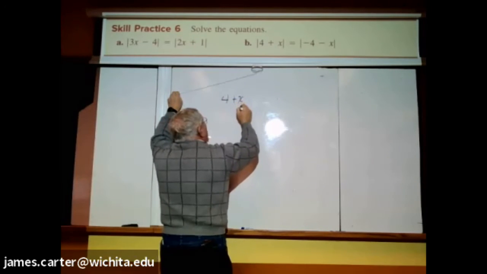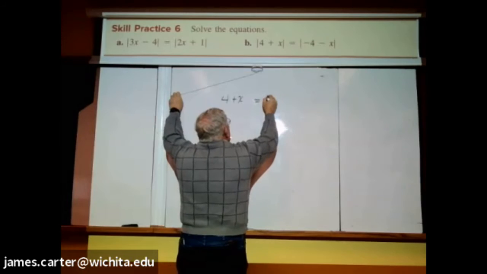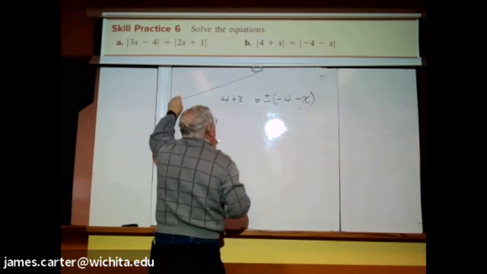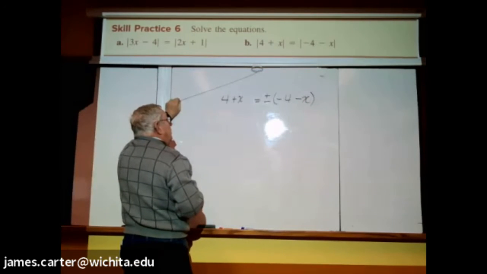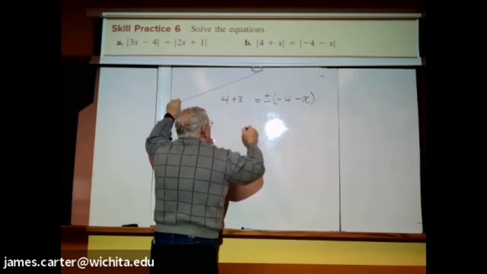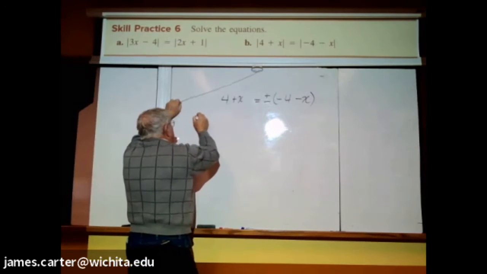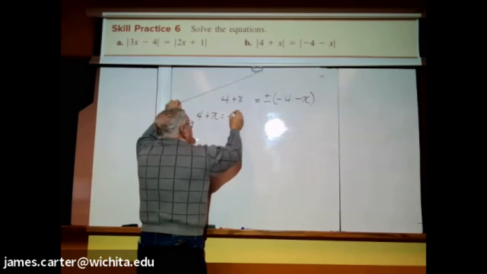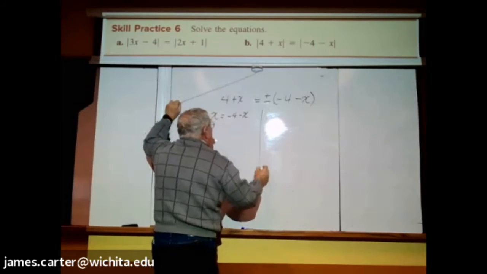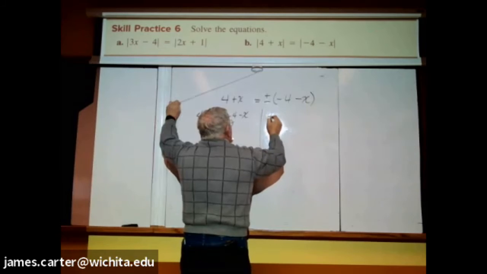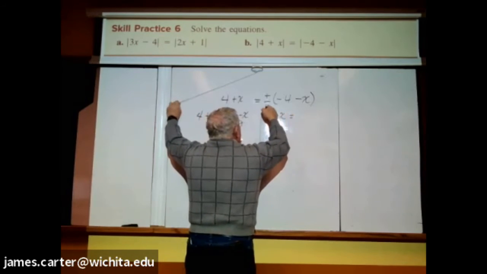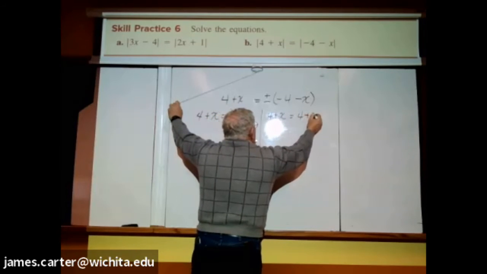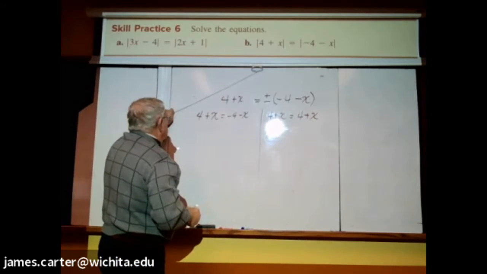Four plus x equals plus or minus negative 4 minus x. Okay, I removed the absolute values on both sides, but I know that I've still got to distribute those. So my two problems: 4 plus x equals the positive of negative 4 minus x. And then for the negative side, 4 plus x equals negative times negative is positive. Negative times negative is positive. So there's my two equations.